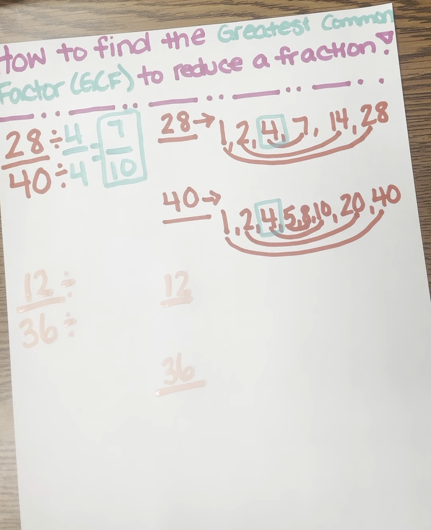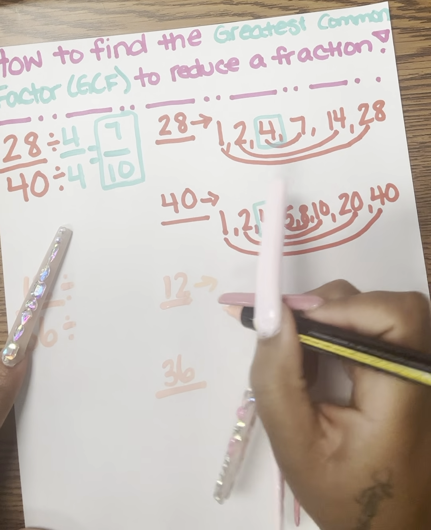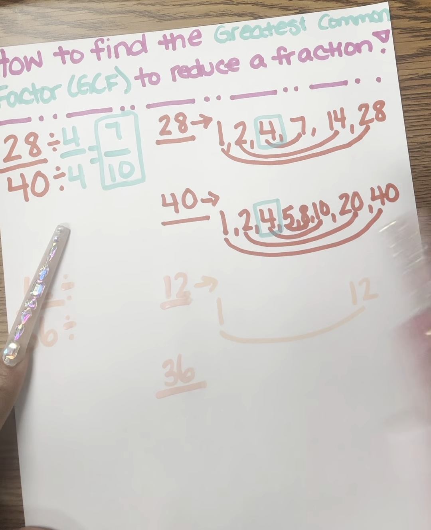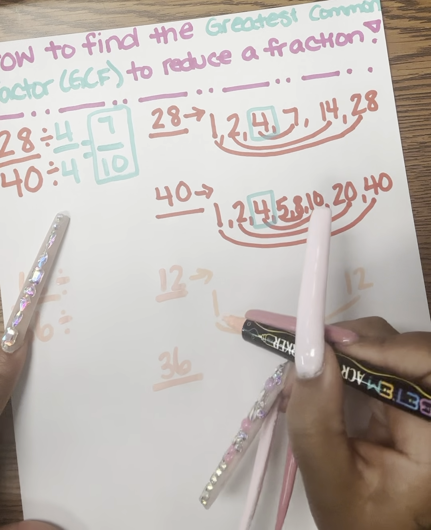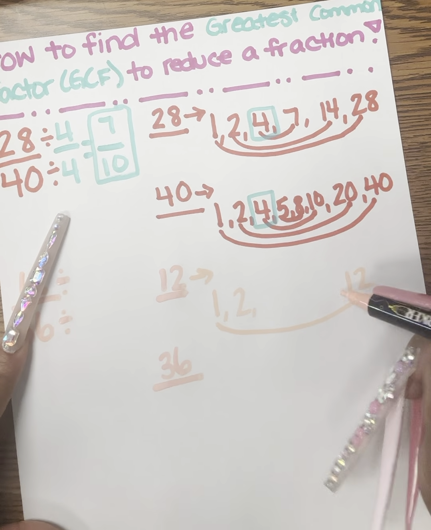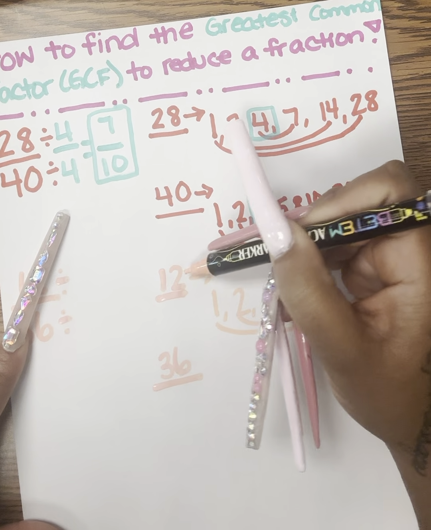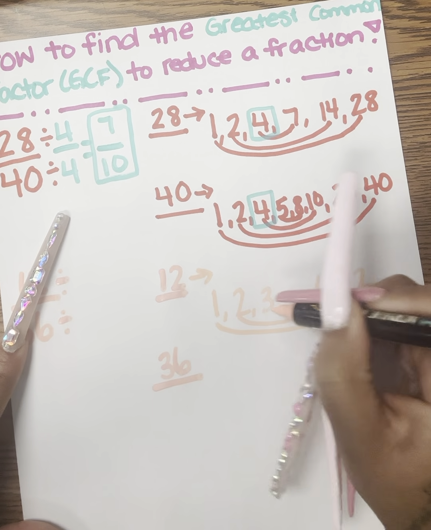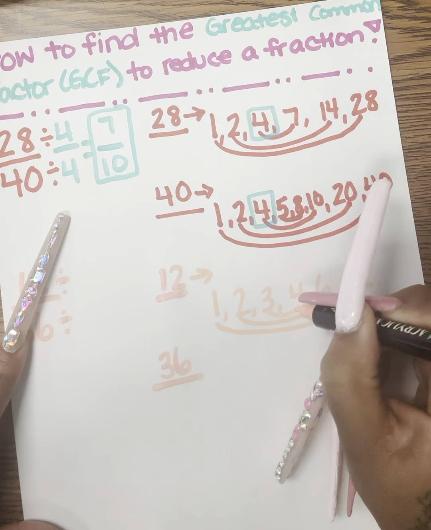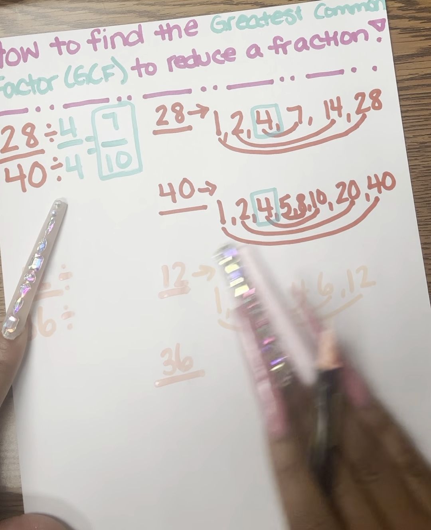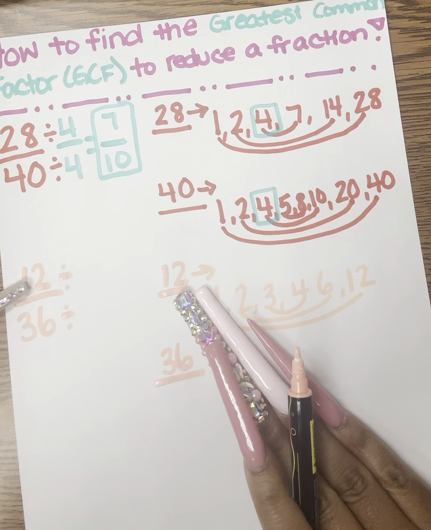I can multiply 12, always 1 and itself. 1 times 12, that equals 12. I can multiply 2 times 6. That will give me another factor pair that equals 12, as well as 3 times 4 as that final factor pair. 1, 2, 3, 4, 6, 12, all the factors of 12.